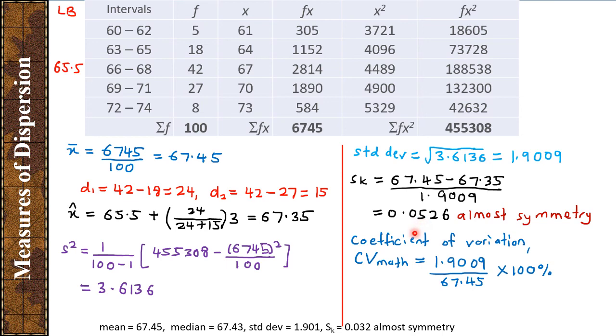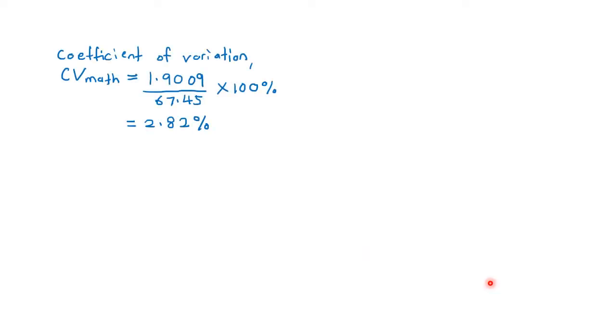Okay, so for the coefficient of variation, we just go to the next slide. So this is what was already shown in the previous slide. I put it again here because we want to compare the coefficient of variation between maths and physics. The formula of coefficient of variation is the standard deviation divided by the mean. Remember 67.45 is the mean. So standard deviation over mean times 100 percent.